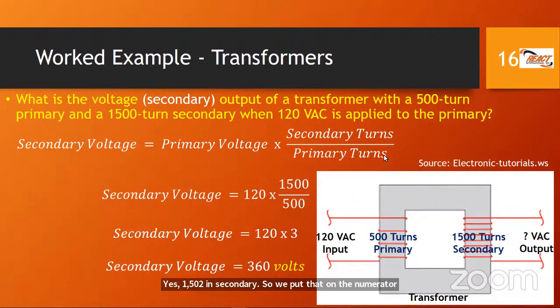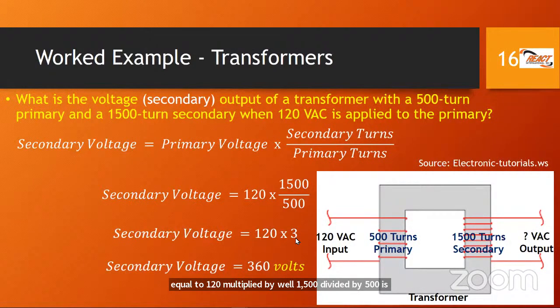Then we need to get the primary turns at the bottom, or the denominator. Did they give us that? Yes, they said 500 turn primary. So we substitute primary turns 500. And that's what we do. We come to the next line in the equation. Secondary voltage is equal to 120 multiplied by, well, 1,500 divided by 500 is 3.